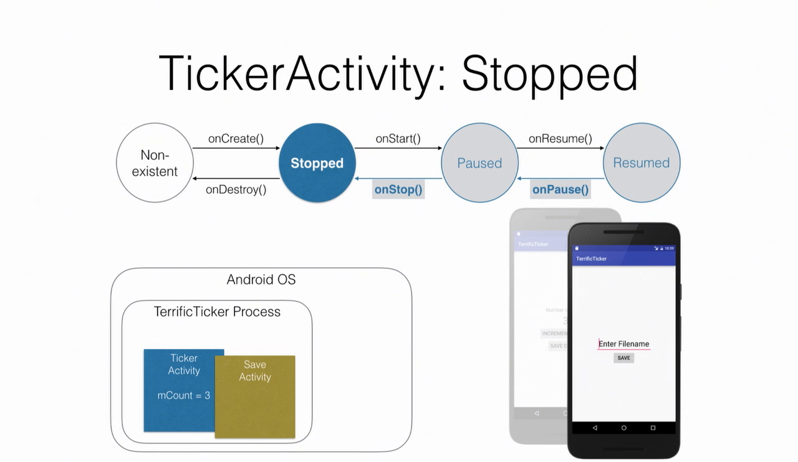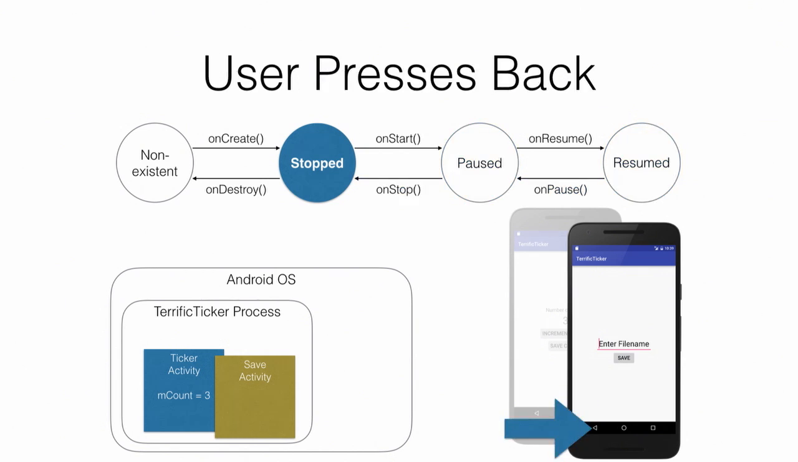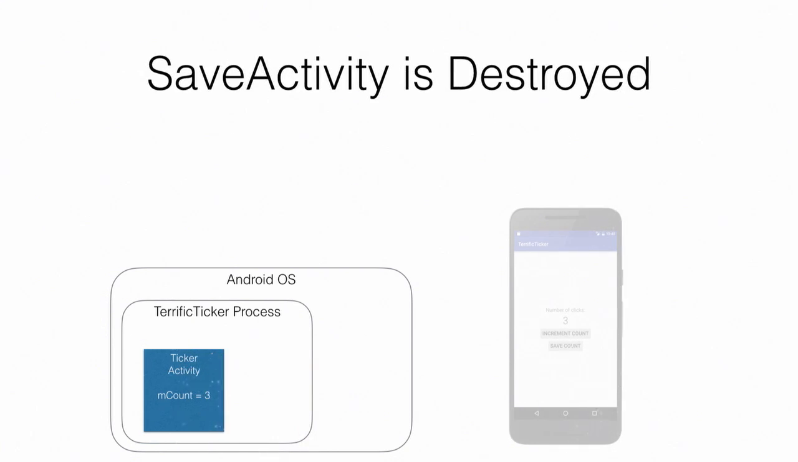And if you think back to those 3 dimensions that I talked about that the states represent, is it in memory, is it visible, and is it in the foreground? This starts to make sense because the ticker activity is stopped, which means it's in memory, but it's not visible, and it's certainly not in the foreground. Okay, so the user is going to press back now on save activity, and save activity will go through its own life cycle and go away. And then the question is, what will happen to ticker activity? It's going to spin back up from where it was to the resumed state, right?